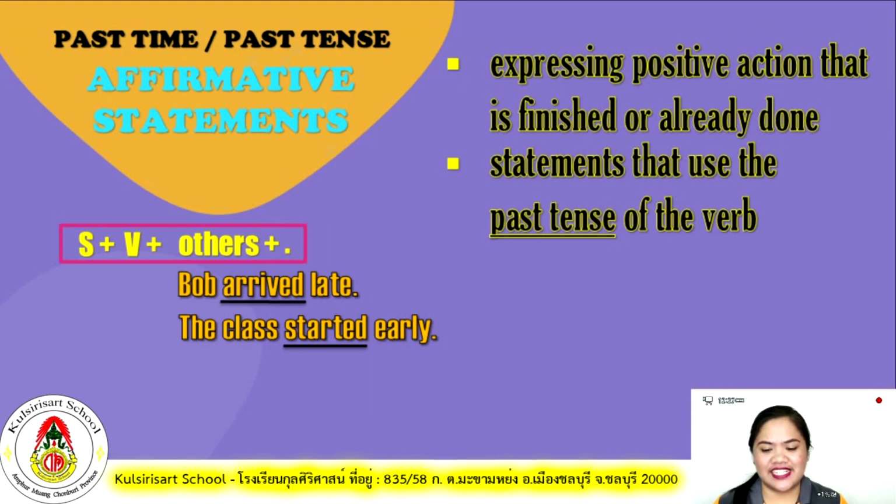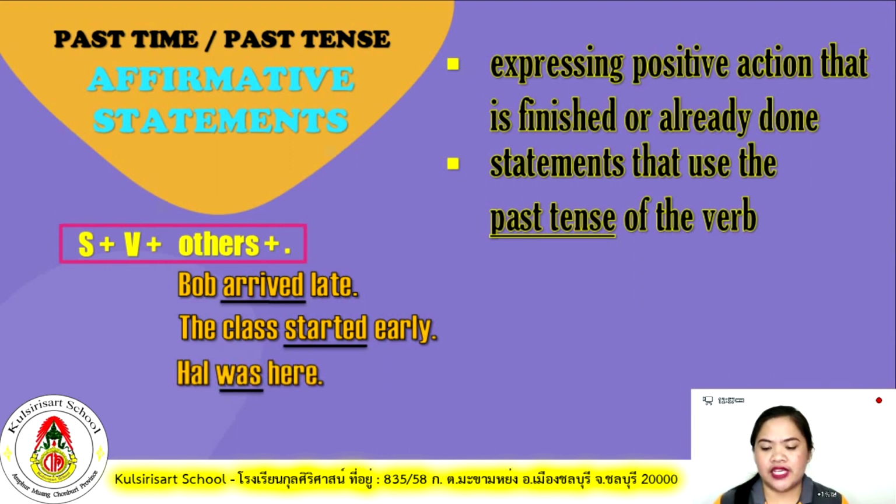So now, we have the next sentence. The class started early. Now, the subject there is the class. The verb there is started, which is the past tense of the word start. And early is an adverb. So, as what you can see here and here, they are different. So, we call it others because it may change from time to time depending on the sentence.